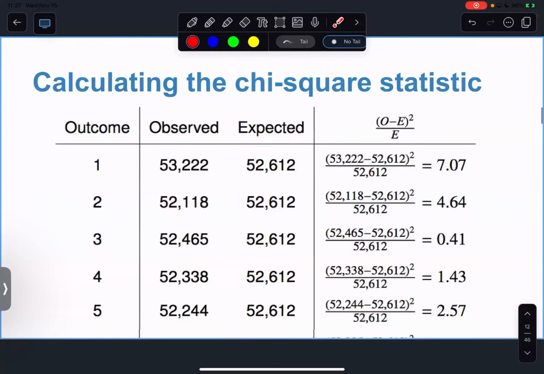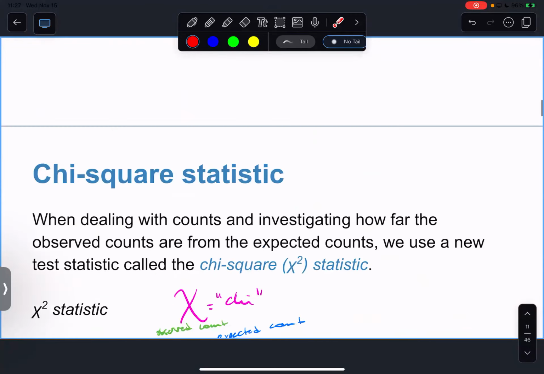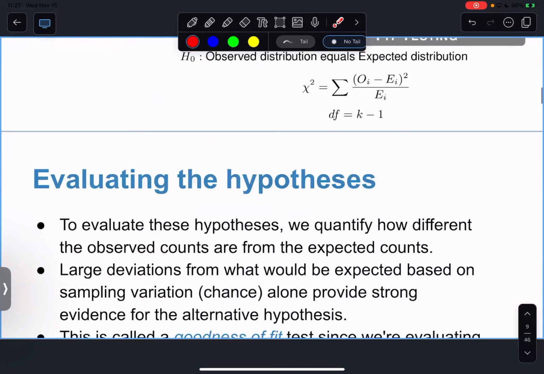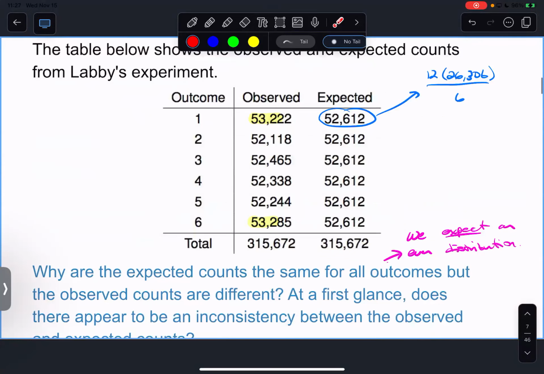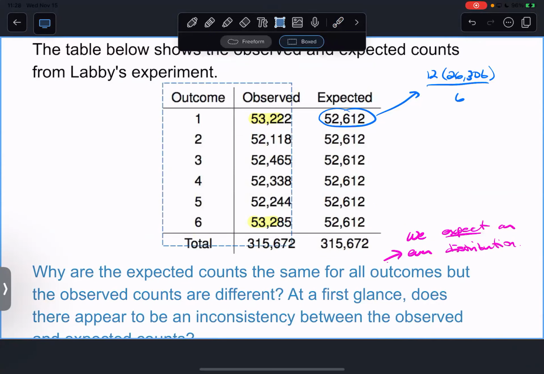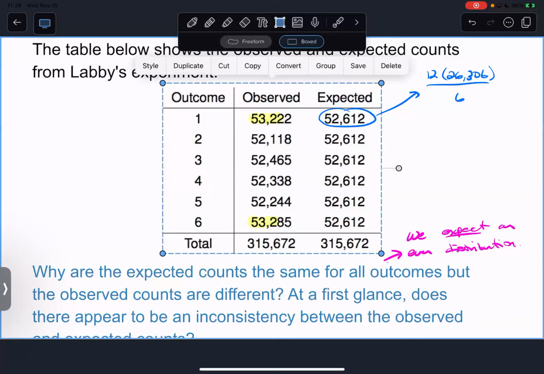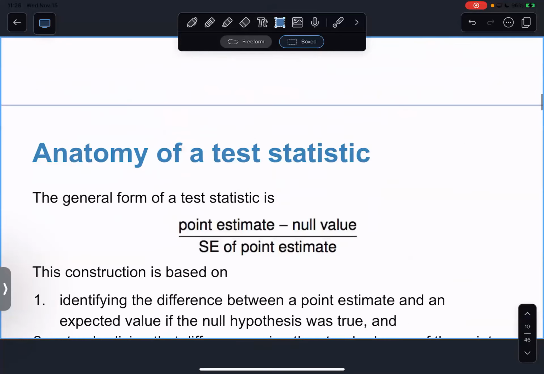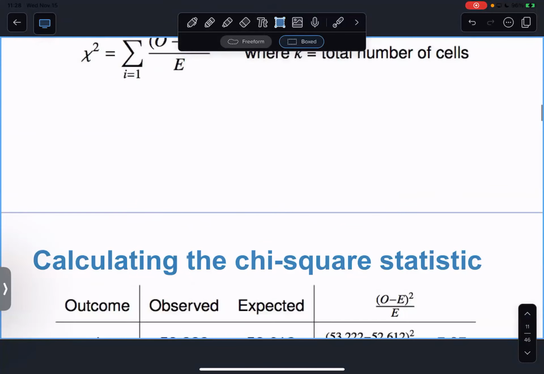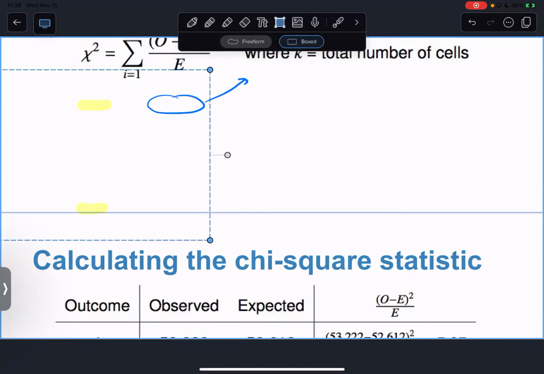Let's see. Pardon? Each row has its own? Yes. And I'm going to not do the calculation, but I am going to copy this here. Oh, not like that.